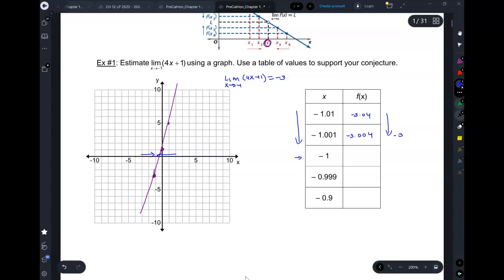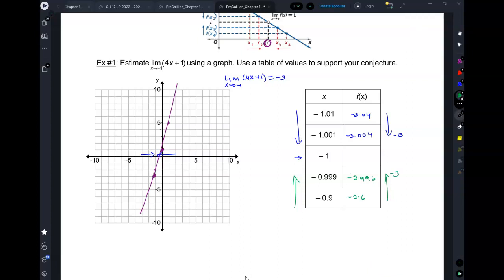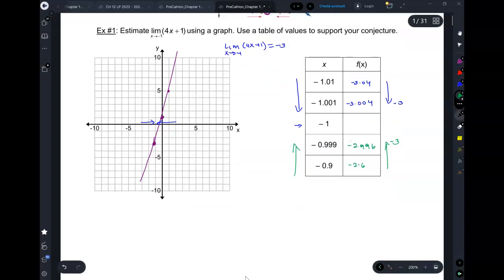Now let's look at it from the other side. From the other side, to approach -1, it's -0.9 here. Then if I get closer, it's -0.999. So let's do that. I get -2.6 at the very bottom, -2.996 here. So as you approach -1, the y value is again approaching -3. That confirms that the limit is -3. That's how we do it numerically, and that's how we do it graphically.